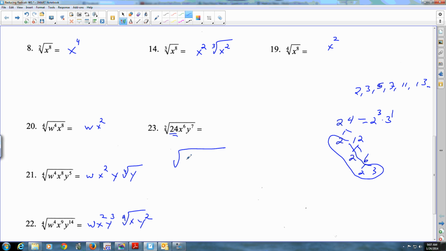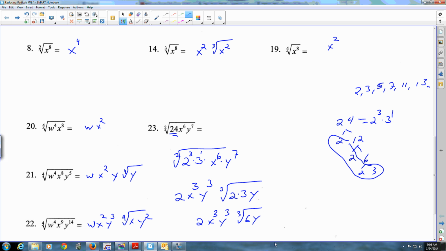So if I rewrite this, square root 2 cubed times 3 times x to the 6th times y to the 7th, the root is 2. 2 goes into 3 once with 1 left over. I can't divide 2 into 1, so that 3 has to stay put. 2 goes into 6 3 times. 2 goes into 7 3 times with 1 left over. So 2x cubed y cubed, the cube root of 6y would be your answer.